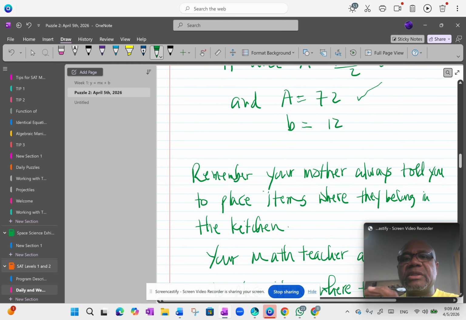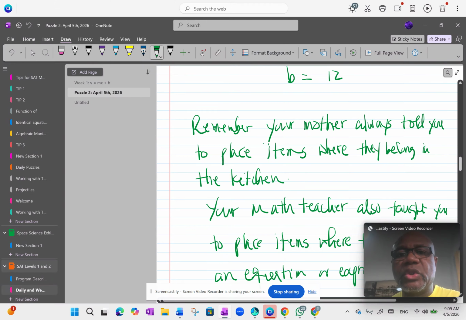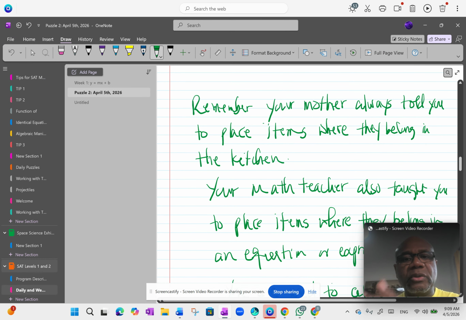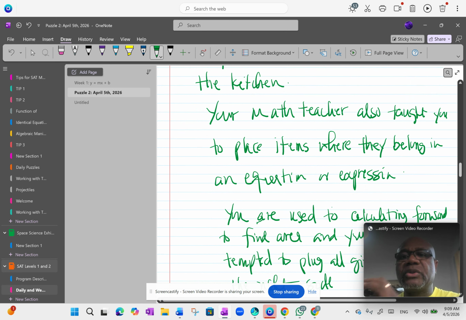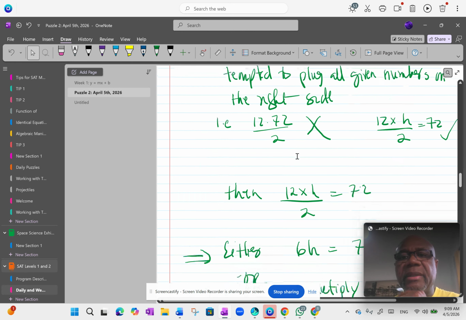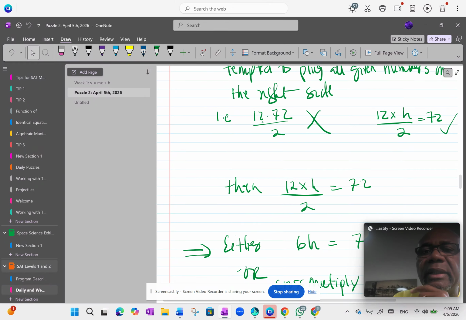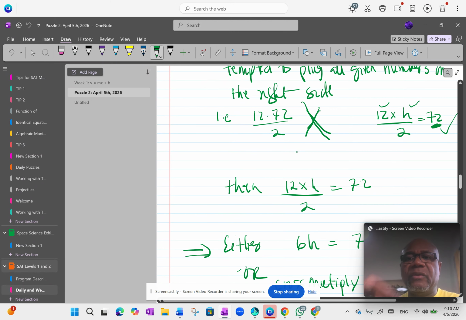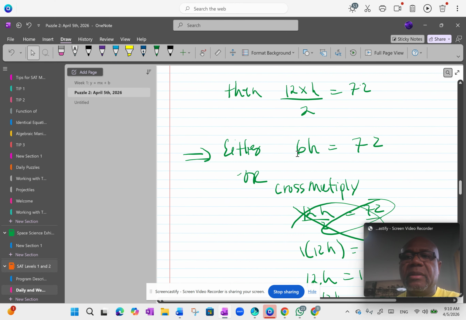You've got to put these numbers where they belong. Remember what your mother told you, to put items where they belong in the kitchen. Your math teacher also taught you to put items where they belong in an equation. You're normally calculating area, which is base times height, so you're attempting to put all the numbers on the right side. So this is wrong. You've got to put them where they belong: area, base, height over 2. If you don't put it right at this point, you're going to get it wrong.